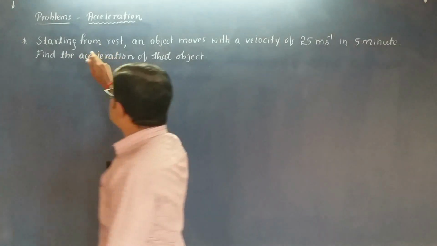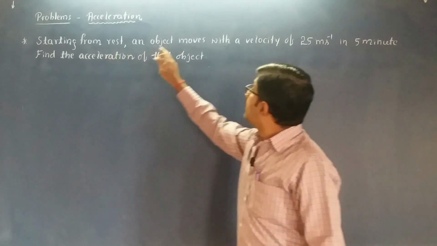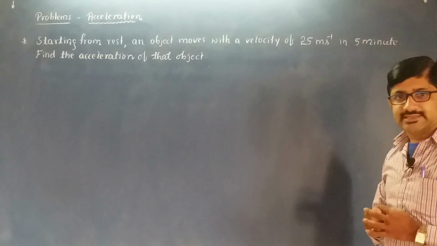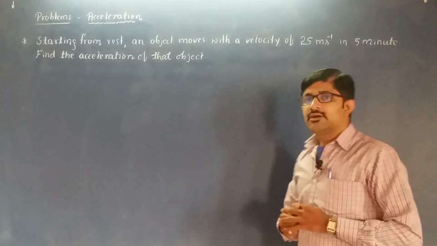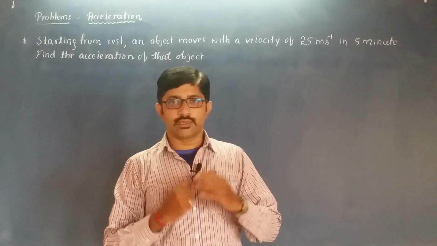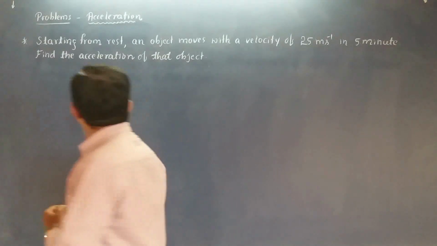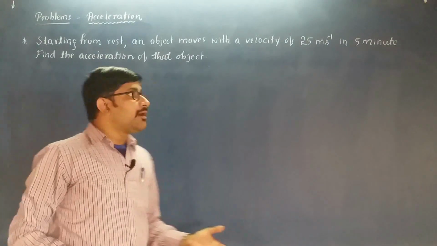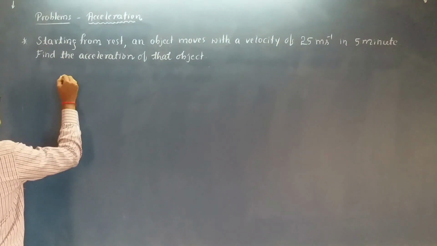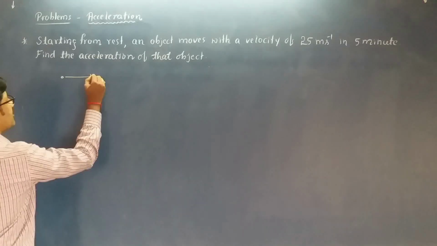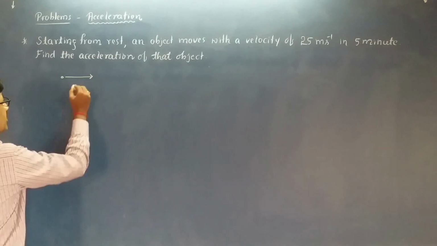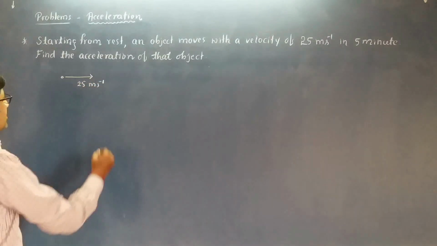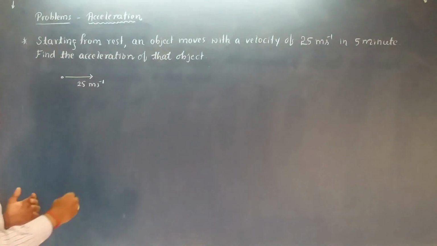Starting from rest, an object moves with a velocity of 25 meter per second in 5 minutes. Find the acceleration of the object. So, the first point, starting from rest, assume this is the body which is moving with some velocity, in that case 25 meter per second, and time will be 5 minutes.